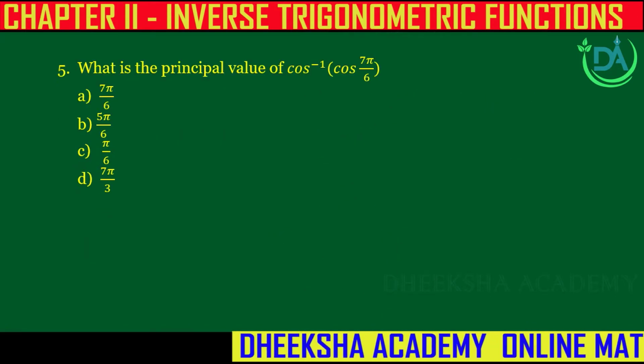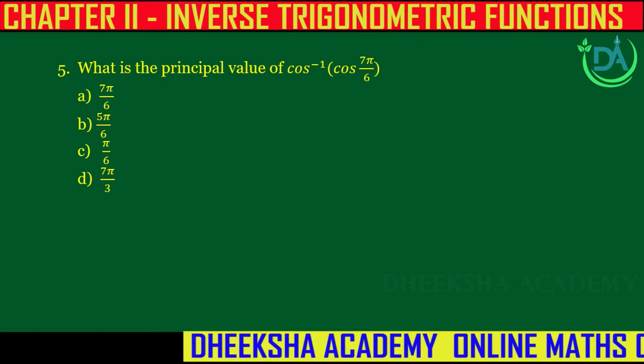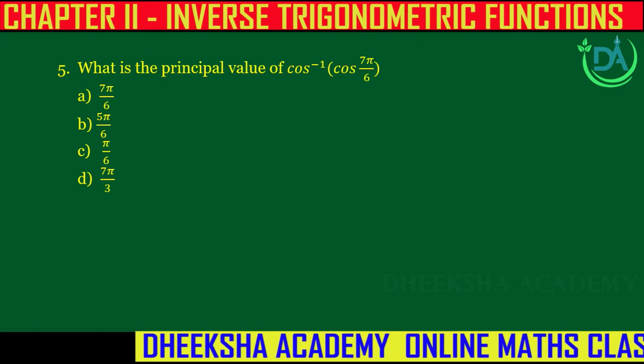Fifth question, what is the principal value of cos inverse of cos of 7 pi by 6?